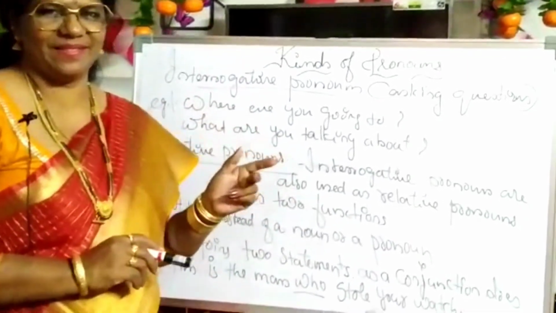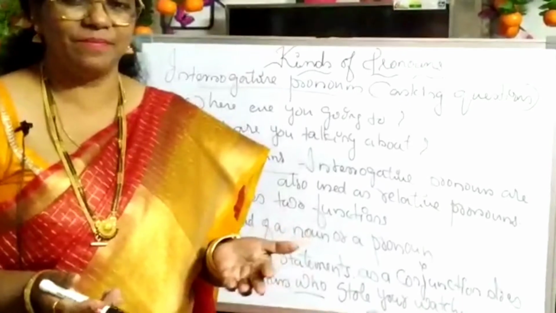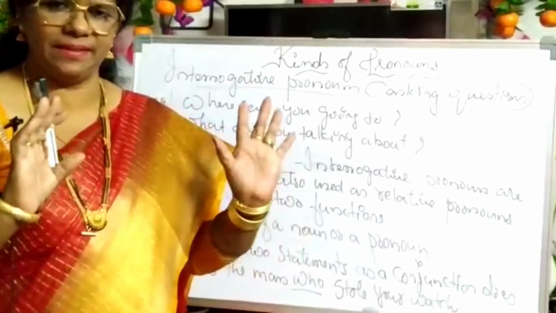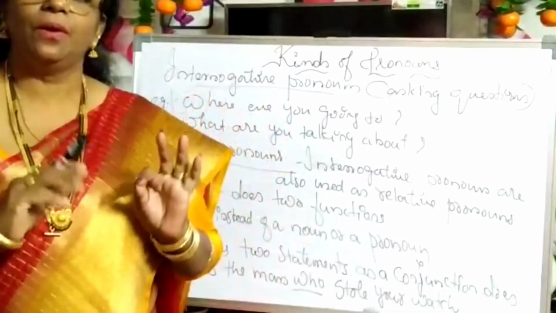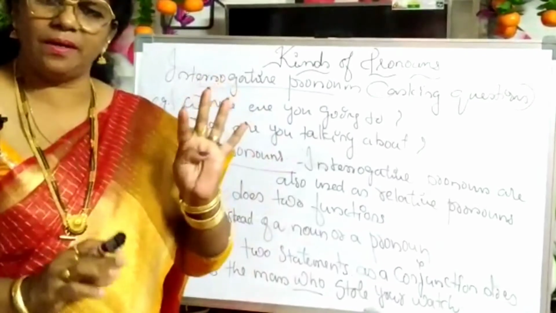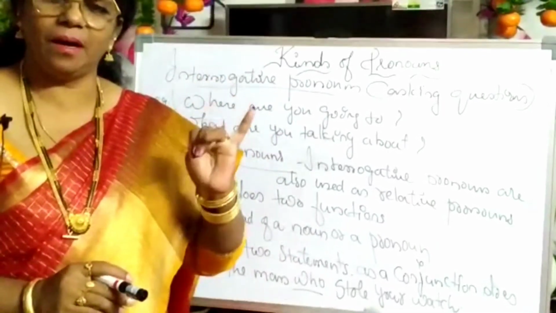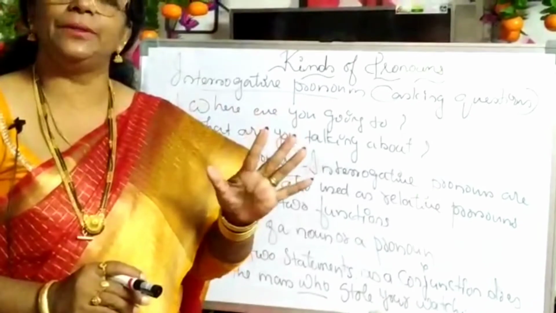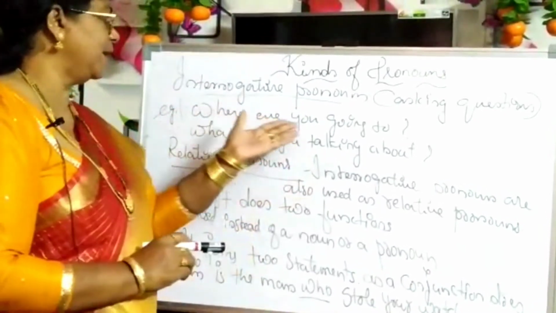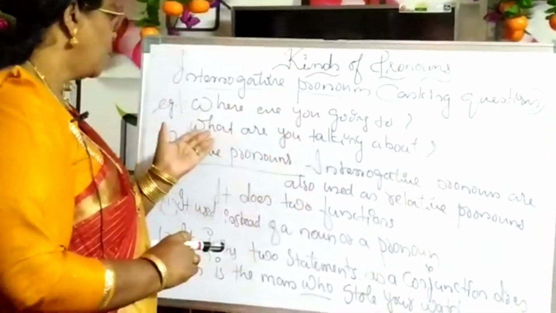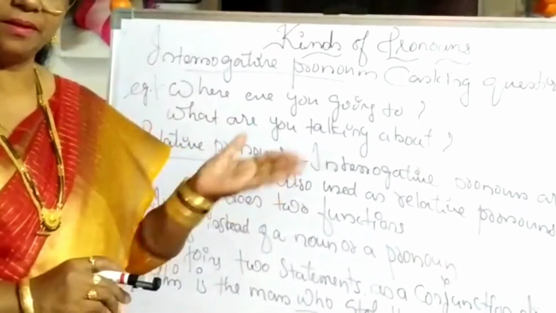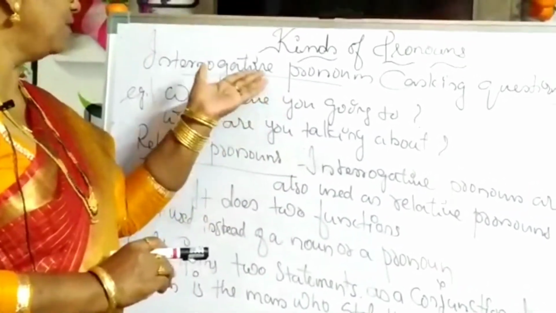Interrogative pronouns. What are interrogative pronouns? Only asking questions. These are the pronouns which we use only for asking questions. What, which, where, how, when. These are all interrogative pronouns only. Example, where are you going to? What are you talking about? These all will come under interrogative pronouns.